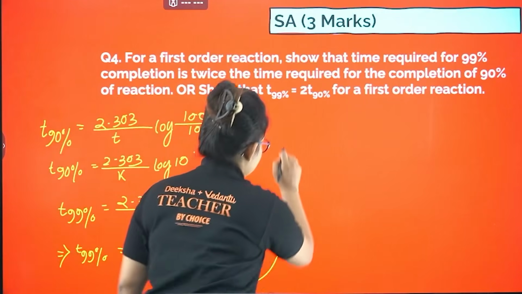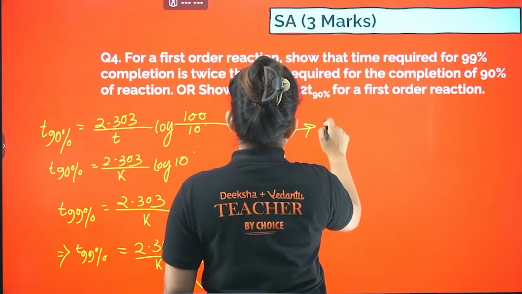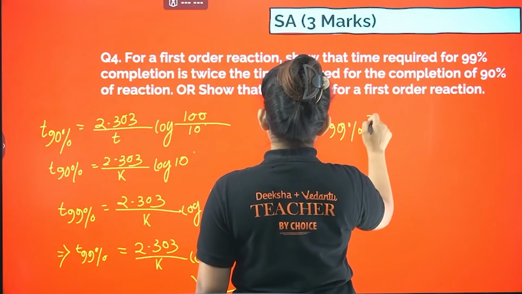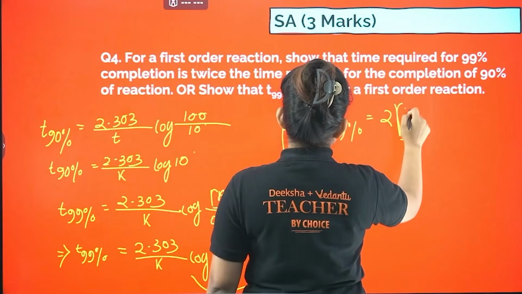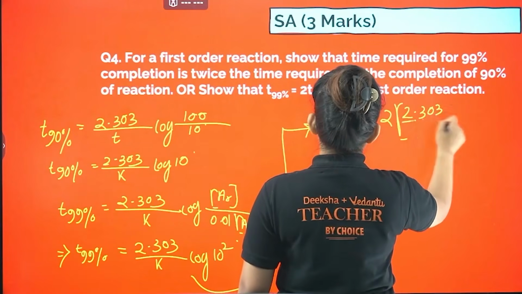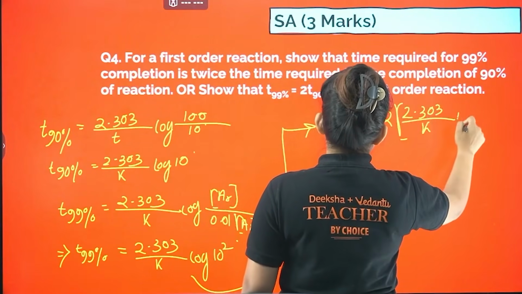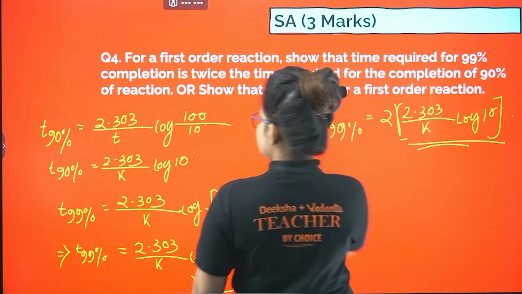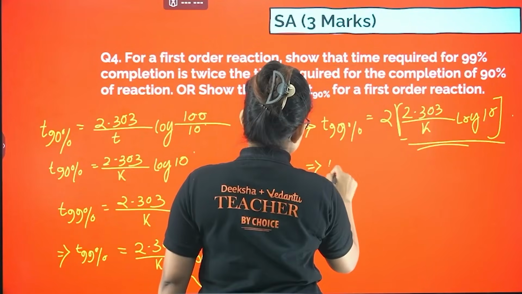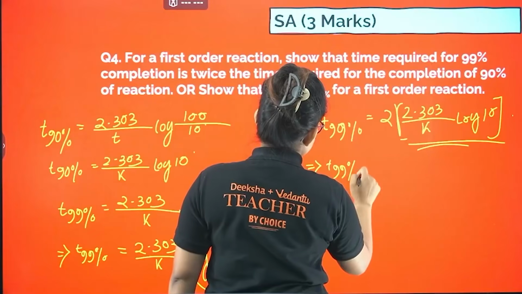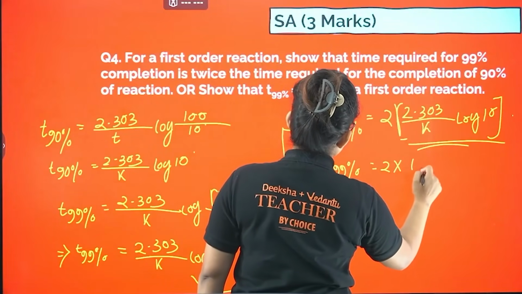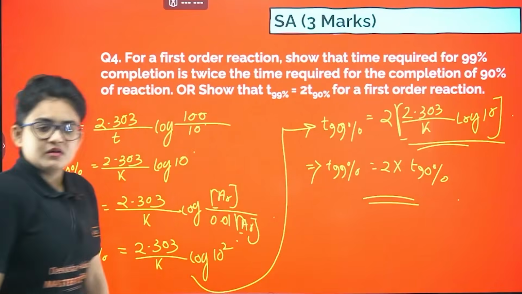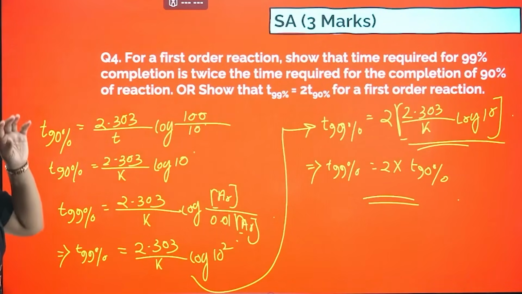Okay, from here I can write T 99% is basically 2 times of 2.303 divided by K into log 10. So what is this? This is nothing but T90, right? So T99% is basically 2 times of T90%. Proved. Okay, I guess this is clear to you. Yeah, let's proceed.